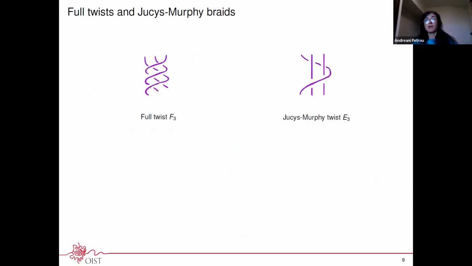What is interesting about these knots and links is that they can be related to one another by 2 operations. This we call the full twist and the Jucys-Murphy twist. Here I show you an example with 3 strands. This is what this sublabel denotes, but it can be applied to any number of strands. So the full twist is taking a 3-strand braid and fully twisting it once, while Jucys-Murphy is just taking 1 strand, bringing it around, and taking it back to where it started.